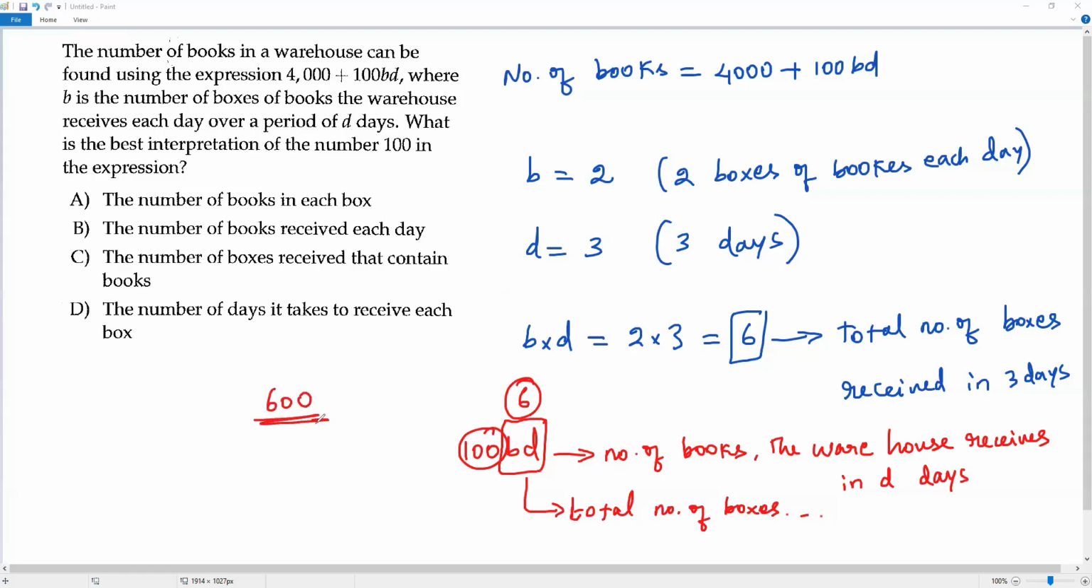So this 600 is the value we have for 100 times BD. And this 4000 is already there. So 4000 plus 600 gives 4600 books. So this 600 stands for the number of books received by the warehouse in 3 days. So BD stands for the total number of boxes, and 100 stands for the number of books in each box. So the interpretation of 100 in the expression is option A, the number of books in each box.